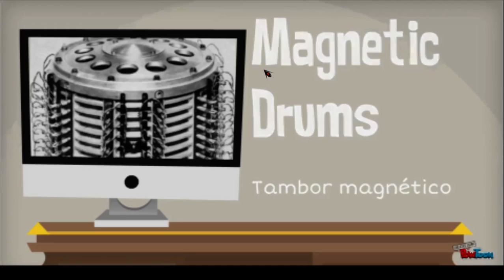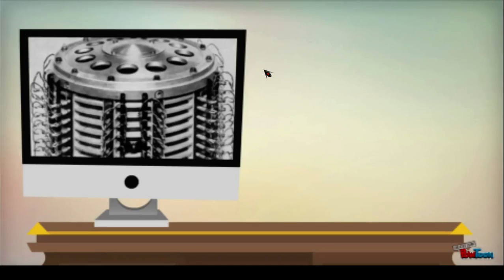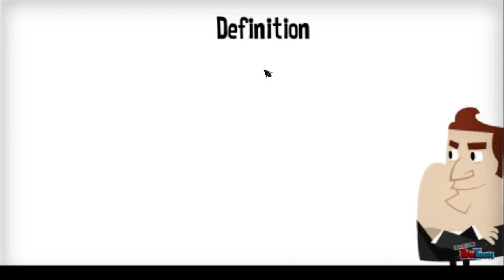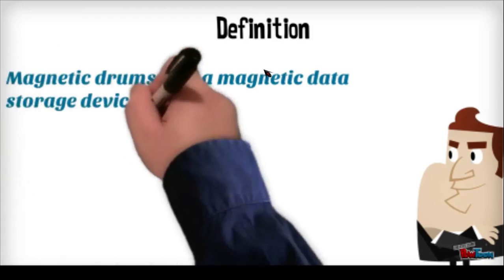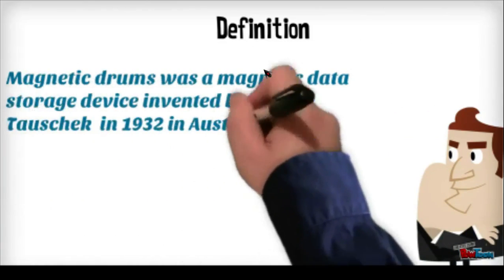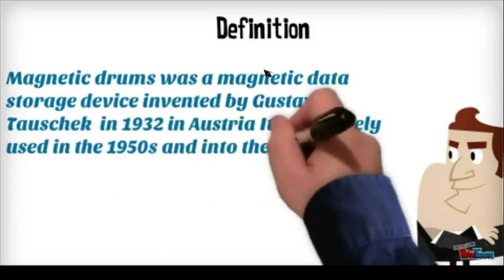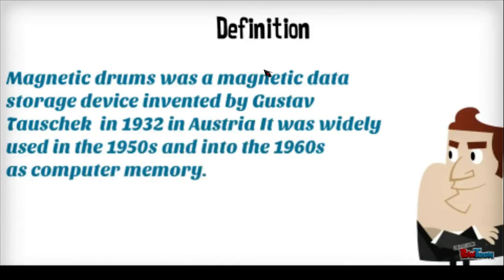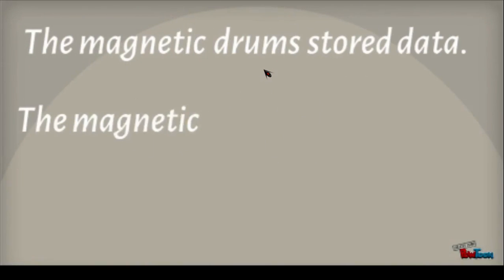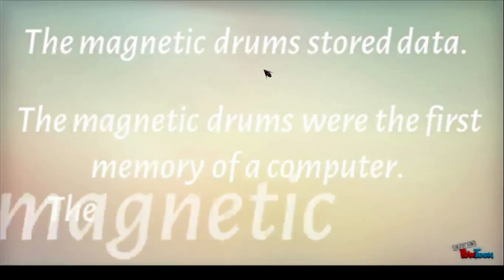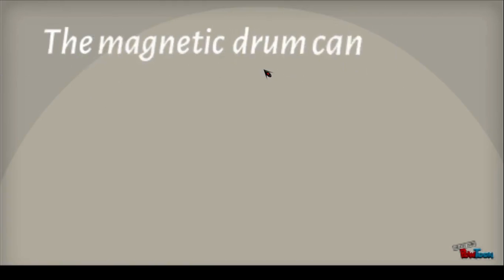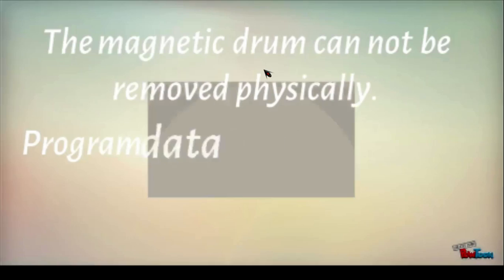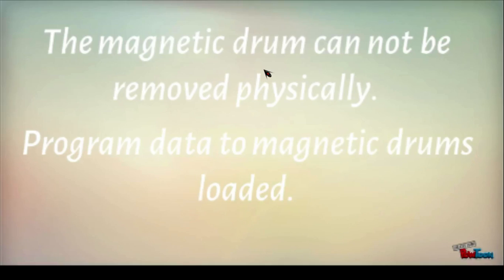Magnetic drums. The magnetic drum was a magnetic data storage device invented by Gustav Tauschek in 1932 in Austria. It was widely used in the 1950s and the 1960s as computer memory. Magnetic drums store data. They were the first memory of a computer. The magnetic drum is a metal cylinder. It cannot be removed physically. Data is loaded to magnetic drums.